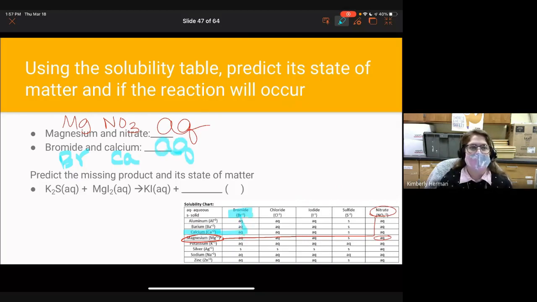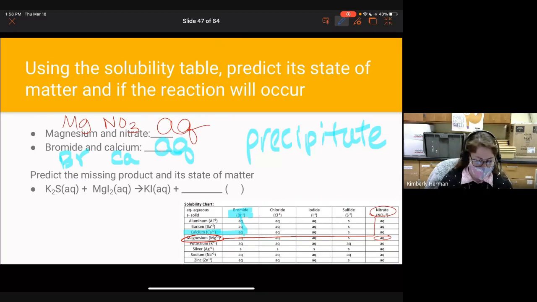Now remember that our solubility table, we have to have a solid, also known as our fancy name of a precipitate, for a reaction to occur. So let's take a look at our last one. We have K2S, which is aqueous, plus MgI2 aqueous, yields KI aqueous, and what? So because this is a double replacement, notice how K's new partner is I, so that means Mg's new partner is S. Awesome. I'm glad you saw that switch for this double replacement.